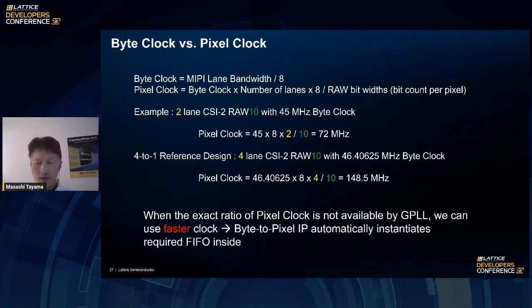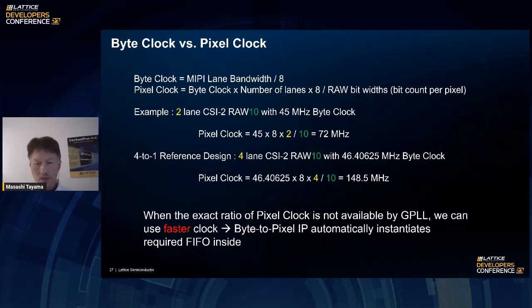In case of RAW10 with 2-lane configuration at 45 MHz byte clock, total bandwidth is 45 times 8 times 2 equals 720 Mbps. So pixel clock is 720 divided by 10 equals 72 MHz.